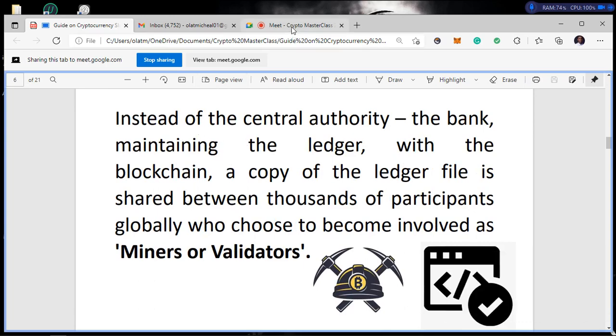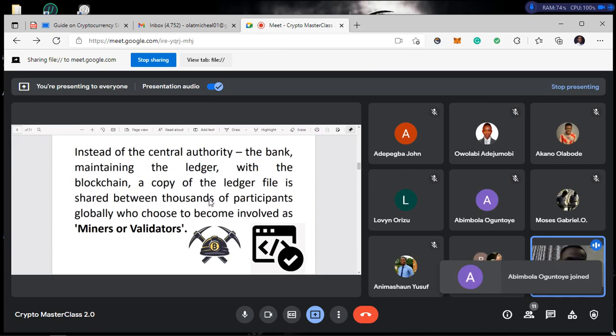Now with the blockchain, there is no central authority actually in charge of the blockchain.